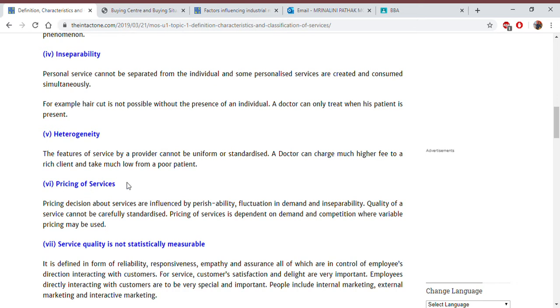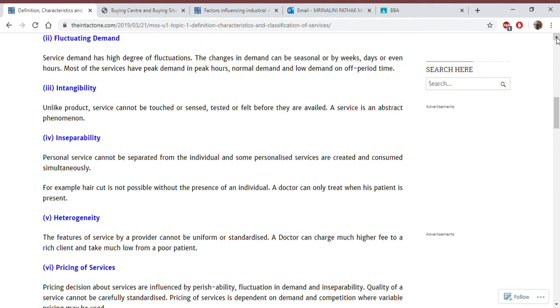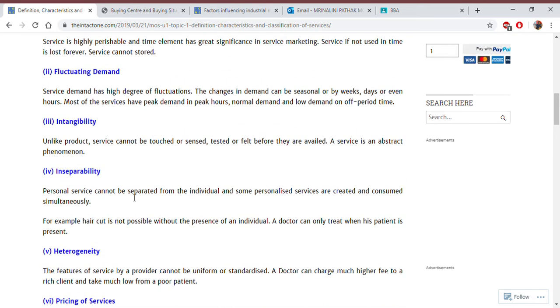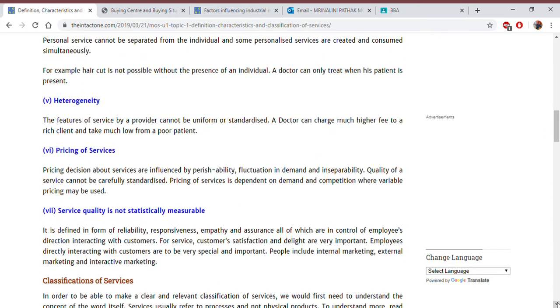Next is the pricing of services. Pricing of services will also be influenced by all the above factors we have studied. Pricing will depend on heterogeneity. It can depend upon inseparability factors, like different barbers can charge prices differently. Intangibility: different people can have a different feeling for that particular product or service, and as per that we'll have different demands. So pricing decisions about services are influenced by perishability, fluctuation in demand, and inseparability.